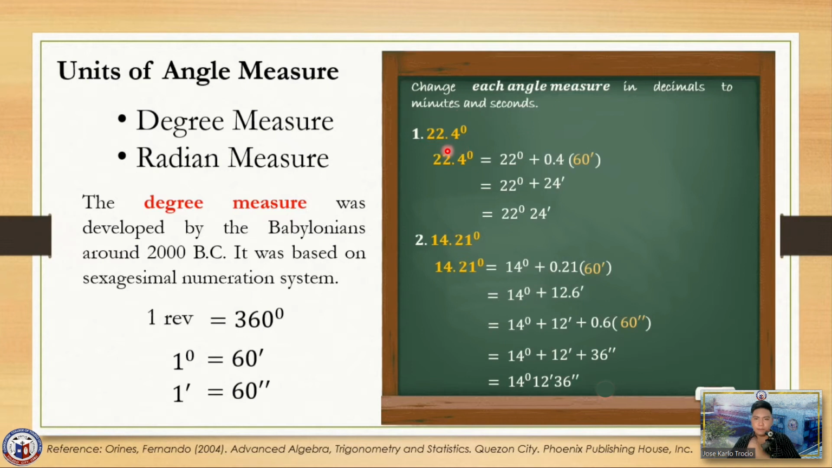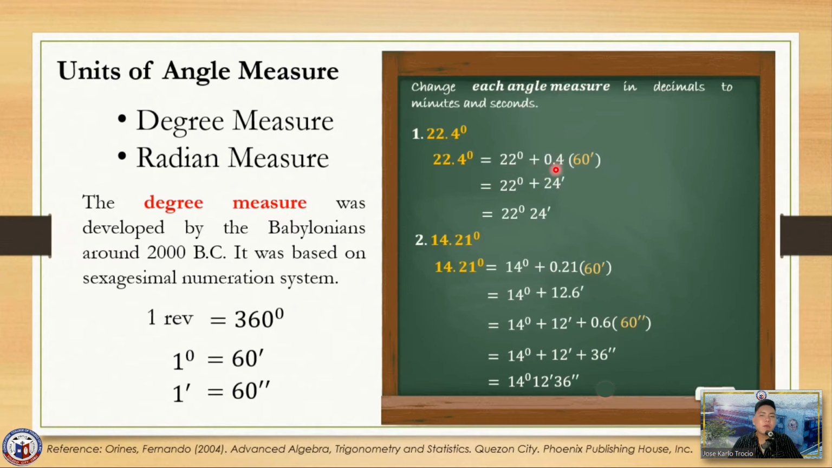So you have 22.4 degrees. Let's make this fast. All you need to do is separate the whole number 22 and the decimals. It looks like this now, and add the addition sign: 22 degrees plus 0.4.